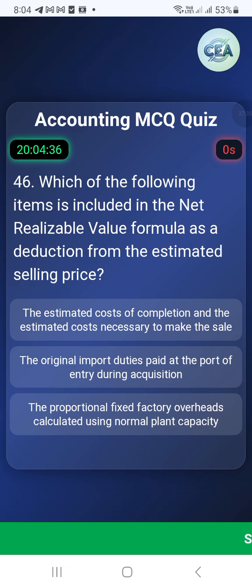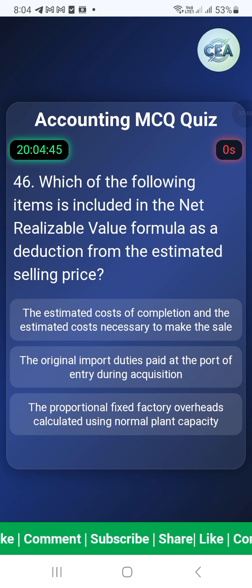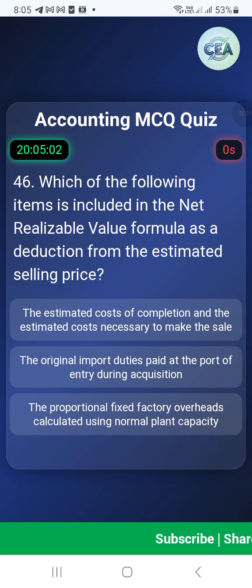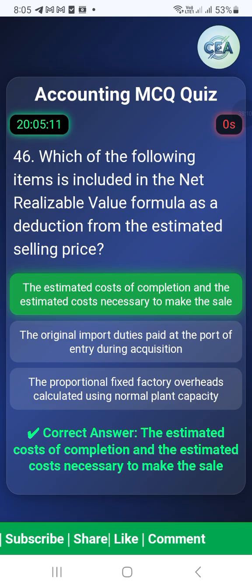46. Which of the following items is included in the net realizable value formula as a deduction from the estimated selling price? Option 1. The estimated costs of completion and the estimated costs necessary to make the sale. Option 2. The original import duties paid at the port of entry during acquisition. Option 3. The proportional fixed factory overheads calculated using normal plant capacity. Correct answer is the estimated costs of completion and the estimated costs necessary to make the sale.